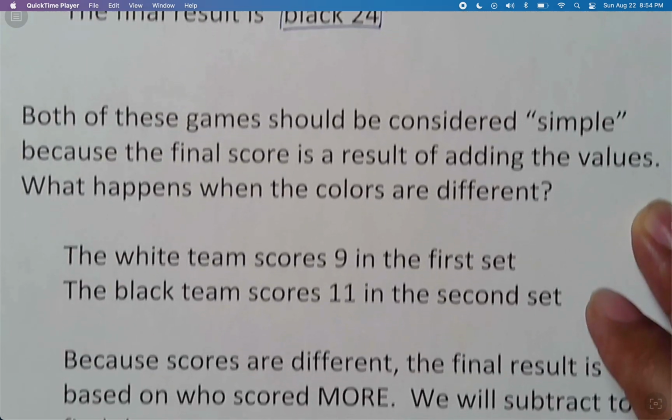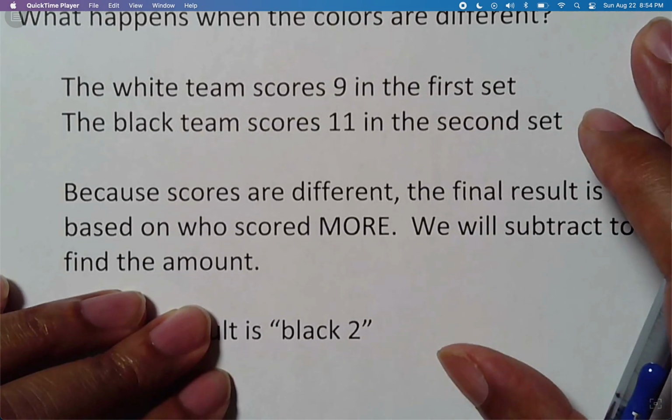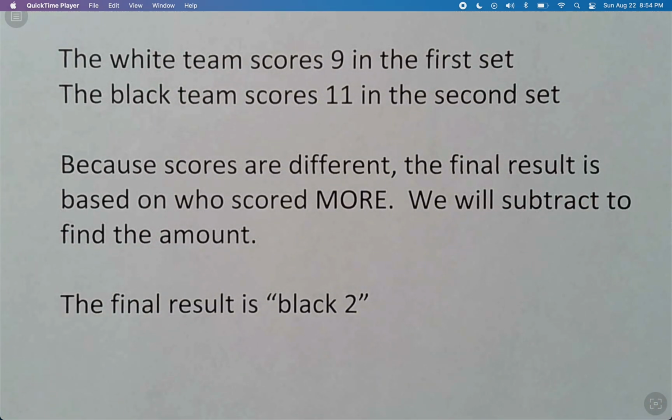Again, both of these games should be considered simple because the final result is a result of adding the values. But what happens when the colors are different? That's where you use your common sense. And you've done this before, but again, once I explain this to people during the lesson, they're like, I don't get it, but you know you've done this. White team scores 9 in the first set, black team scores 11 in the second set. Before I go any further, you should be able to look at this and tell me who won. And you should be able to tell me how much they won by. And that's really all you're doing anyway.